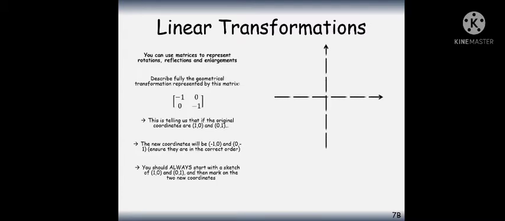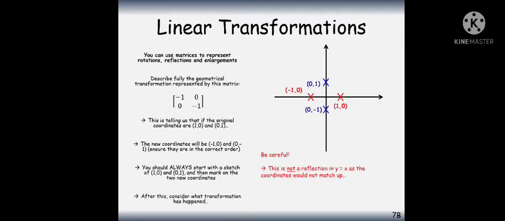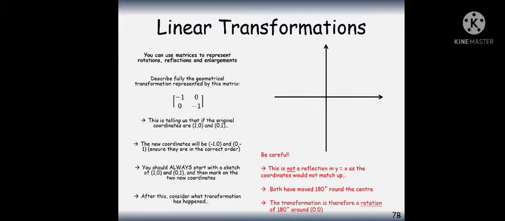And also the sketch again of the i and j base unit vectors, and the new ones. So this is not a reflection in y equals x as the coordinates will match up, so be careful here. So we'll have moved 180 degrees around the centre. The transformation is therefore a rotation of 180 degrees about the origin, or (0, 0).